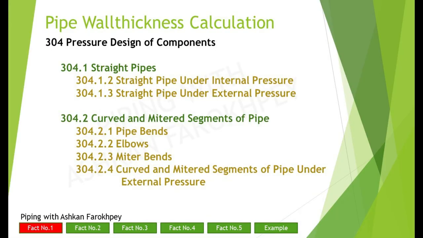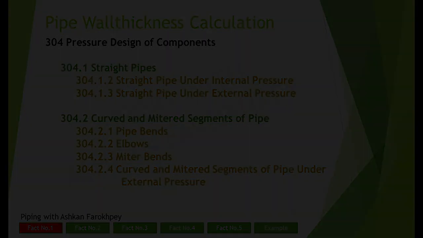Fact number 1. Pipe thickness calculation is presented for different conditions in the code: when the pipe is straight or when the pipe is bent or mitered, when the pipe is under internal pressure, and when the pipe is under external pressure, and all of these explanations can be found in paragraph 304 of the code.